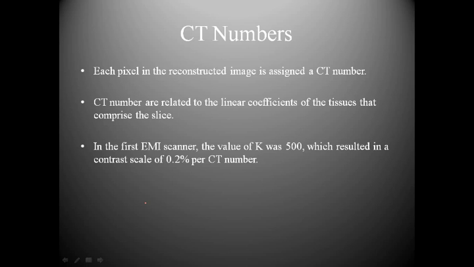So that brings us to this important part, CT numbers. Each pixel in the reconstructed image is assigned a CT number. So every pixel has a number. CT numbers are related to the linear coefficients of the tissues that comprise the slice. In the first EMI scanner, the value of K was 500, which resulted in a contrast scale of 0.2% per CT number. The really important thing that you need to remember here is the value of K was 500.